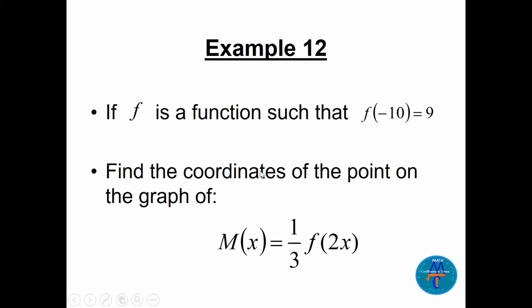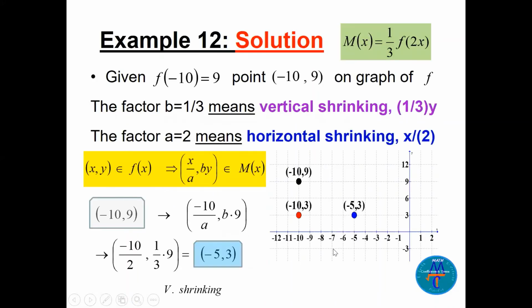See, that's f here. So the whole function is multiplied by 1/3, which is the factor here. And the factor c inside is 2, bigger than 1. See what will happen here. From the function here, I take this point, (-10, 9). That's the point here. You draw it.